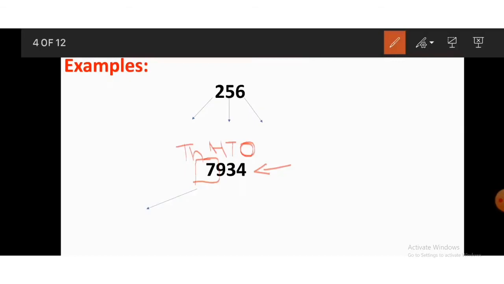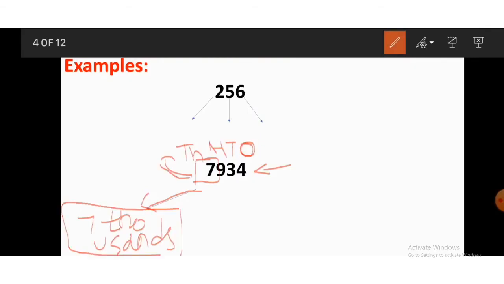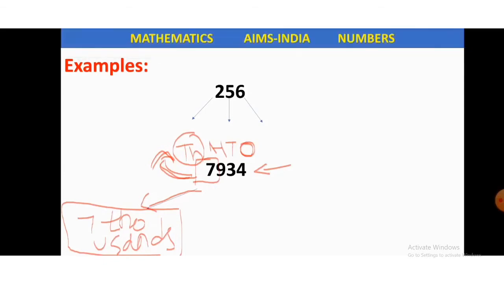So, we'll find out the place value starting from the first digit. What is the first digit here, children? The first digit is 7. What is its place value? The place value of 7 here is 7000, as it is in thousands place.